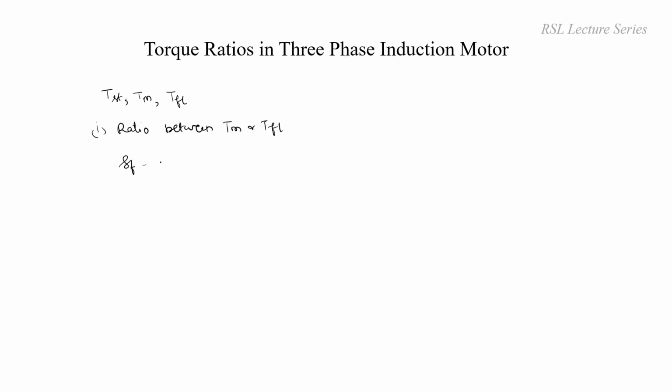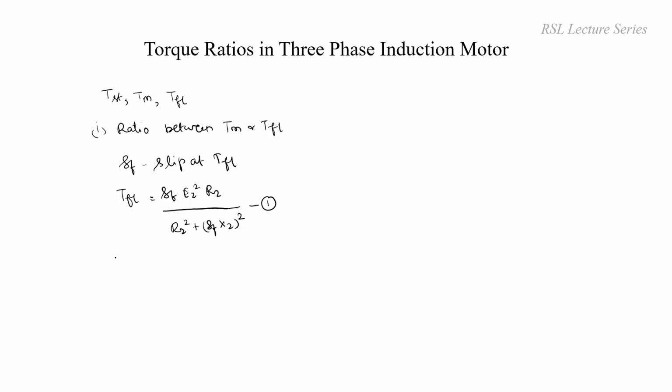Suppose SF is the slip corresponding to full load torque. We can write the full load torque as SF into E2 square R2 divided by R2 square plus (SF X2) whole square. We have already derived the formula for torque in the previous videos, right? So let this be equation number 1.